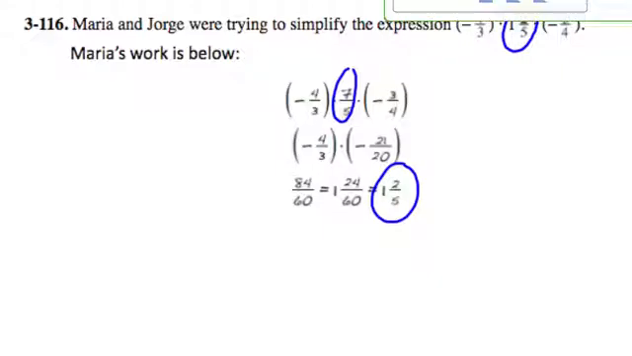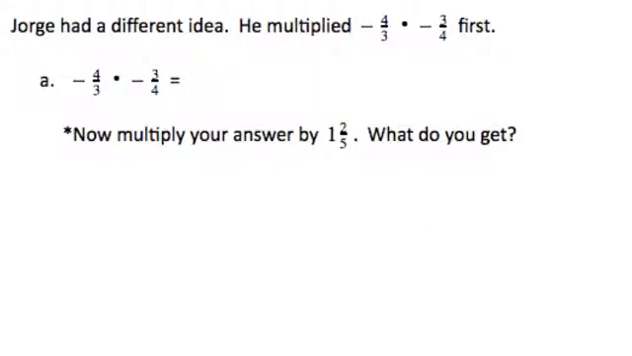But Jorge wants to do something different. He wants to actually switch the order of the fractions, and he would like to multiply -4/3 times -3/4. Now remember, when you're multiplying fractions, you can look for cross-simplifying, or not. If I multiply the numerators, 4 times 3 is 12, and 3 times 4 is also 12. The first fraction is negative, and the second one is also negative. A negative times a negative is a positive. So 12 divided by 12 is just 1.